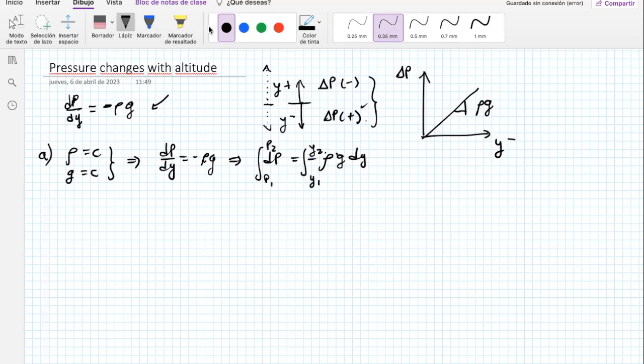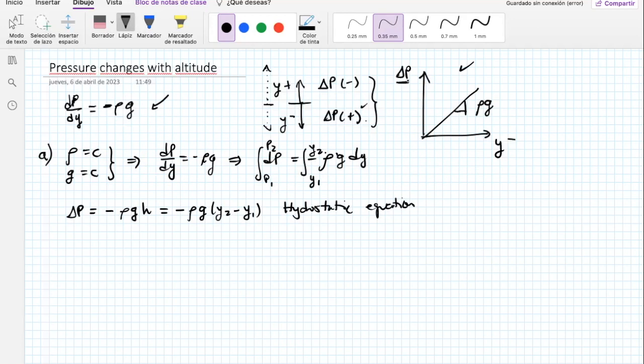But nonetheless, this result is very simple. This is just delta P equals minus rho g h. If you want to be really specific about it, you can write minus rho g times (y2 minus y1), and that's the same thing. This one is called the hydrostatic equation. That's the name of this equation.